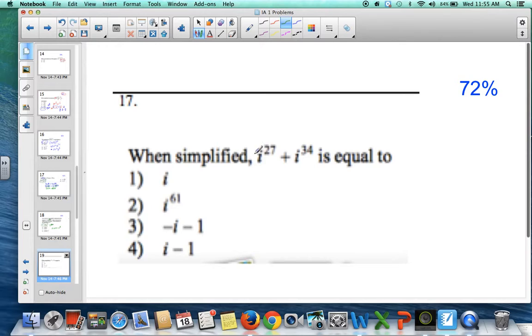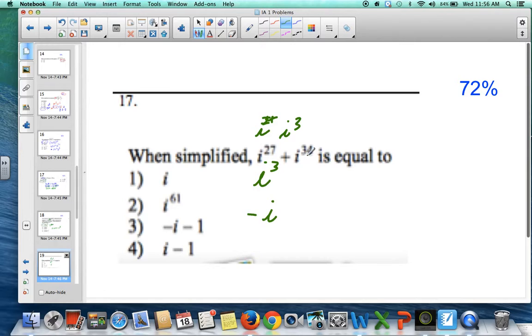This one here, we want to look at i to the 27th and i to the 34th. For i to the 27th, I look for multiples of 4 that are below 27. The closest one is 24, so that's i to the 24th, which is just 1. That's a 4, and then there's 3 left over, so it's the same as i to the 3rd.